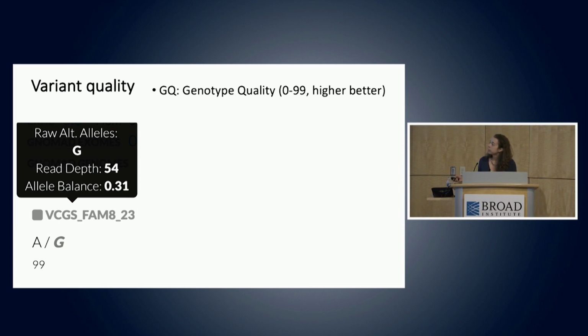So one of the first things we have is the genotype quality. Ours are written down here. 99 is the maximum, so that means it's very high quality. We generally look at variants that are greater than 20, but honestly, you can have real variants that are lower, and you can have artifacts that have higher GQs, but it's an important metric to look at. Depth is the number of reads at the site. You'll see that here, so there are 54 reads over this site.